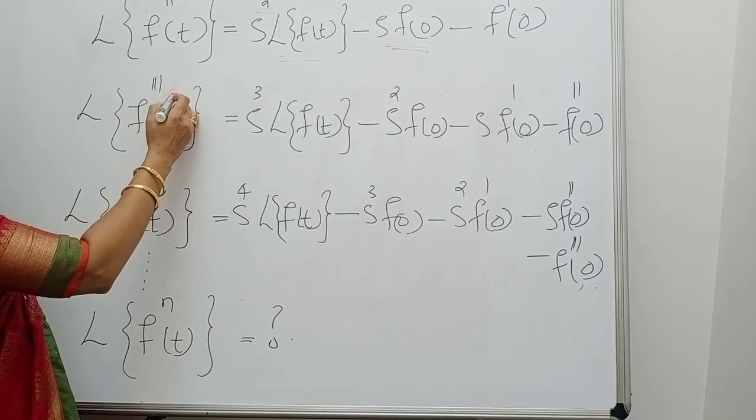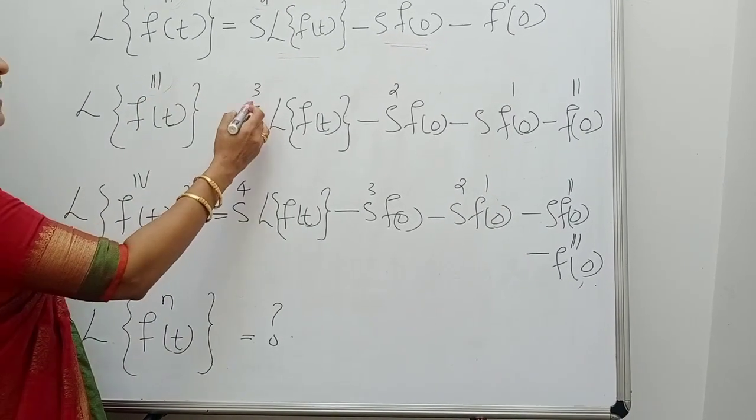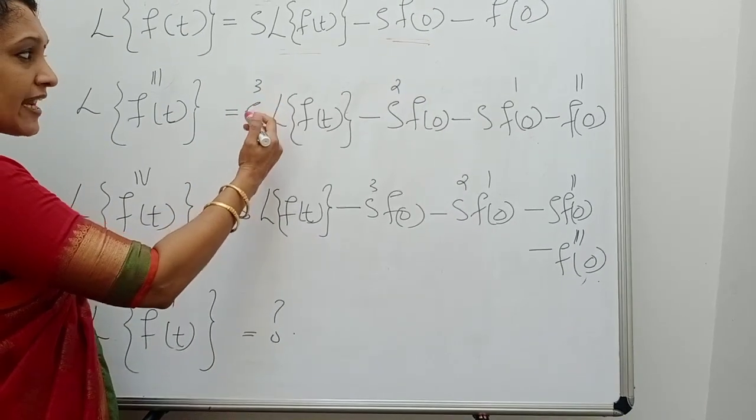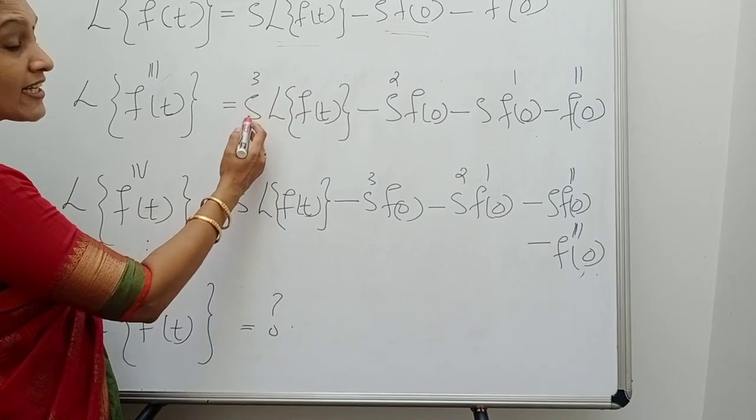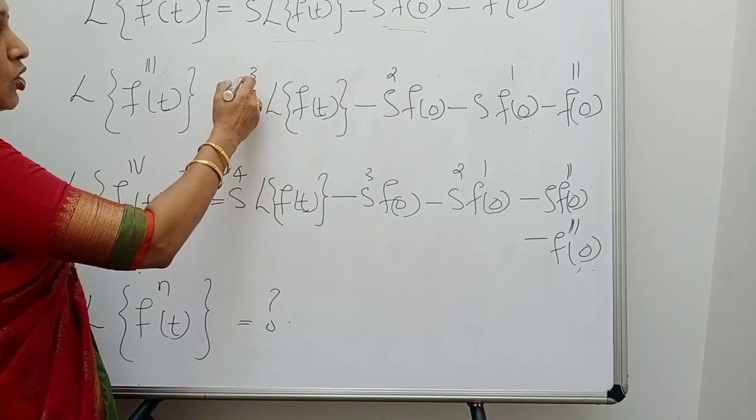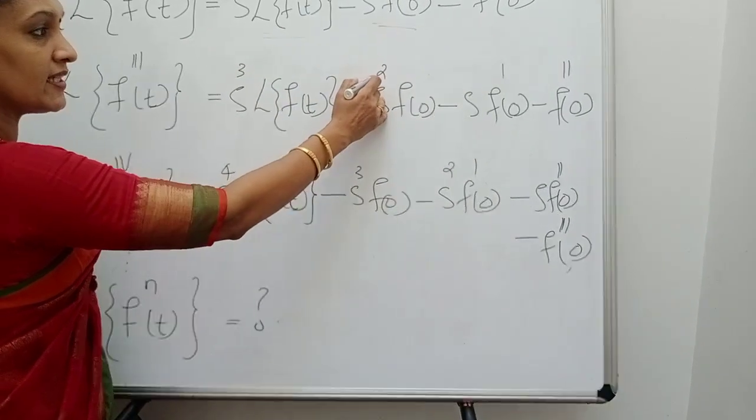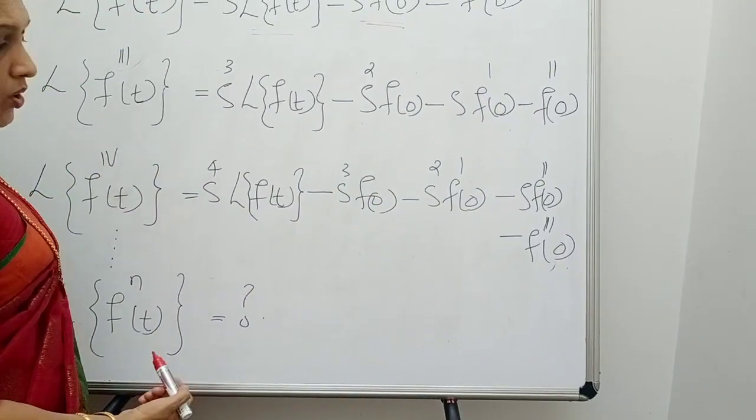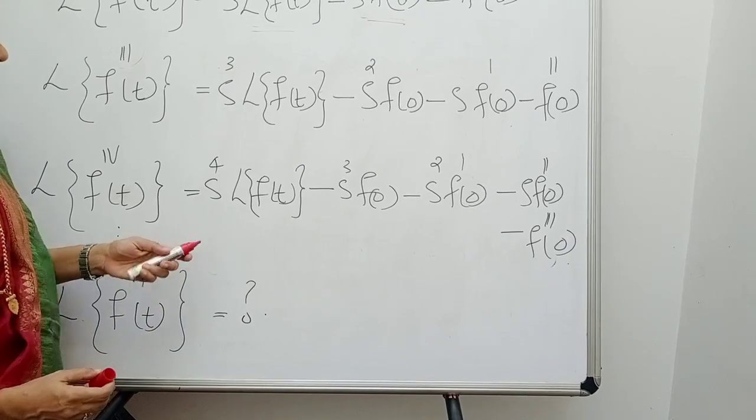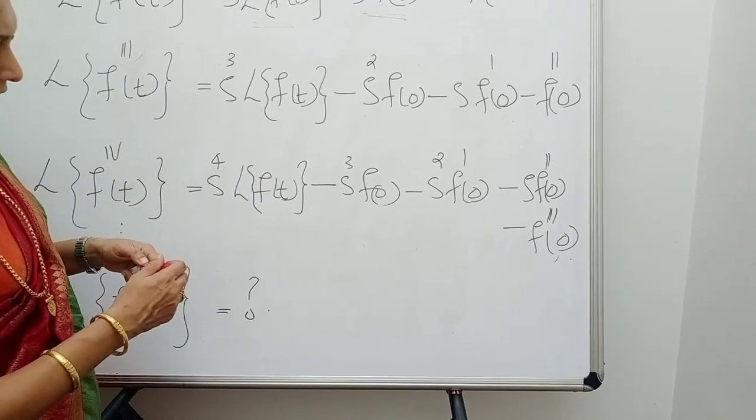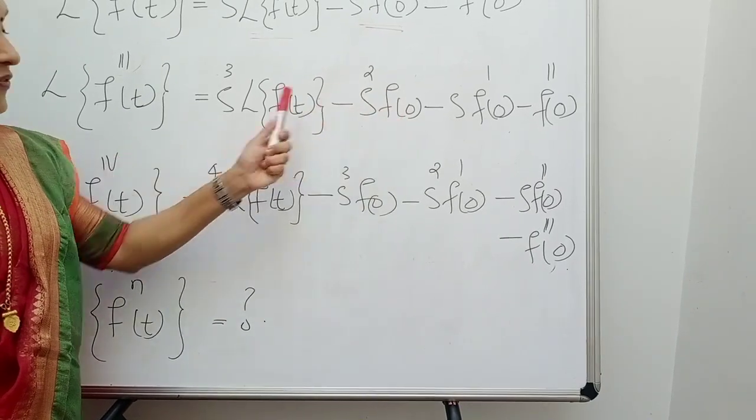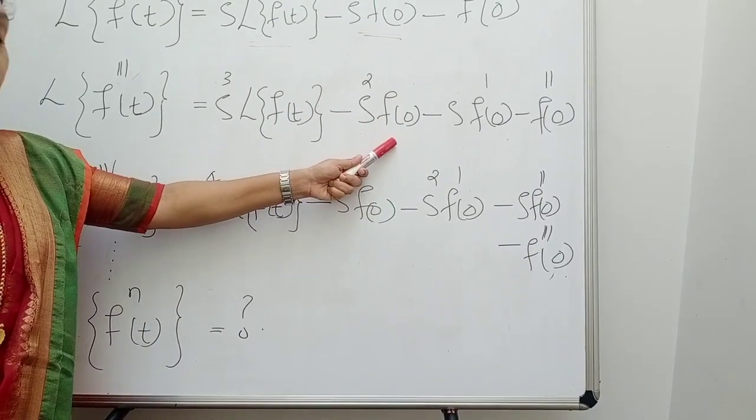If it is third derivative, you have to start with s raised to 3, s cube. Okay. So first let me say about the coefficient. So s cube, then s square, then s raised to 1, then s raised to 0. Okay. Then what we fixed? We are fixing these two terms, L of f of t and the second term f0. These two terms we fixed already.